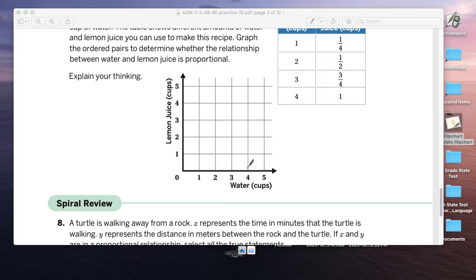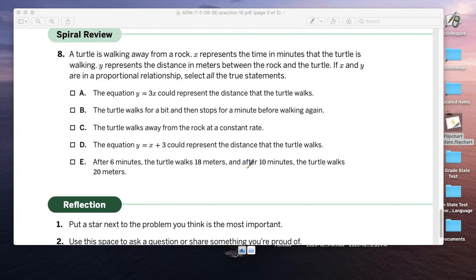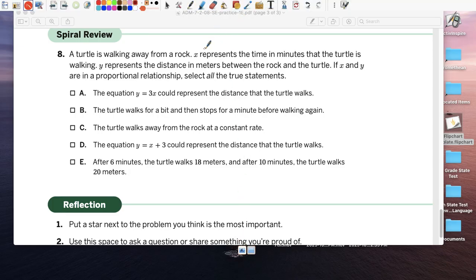And is that it? There's more. Spiral. Oh my God. A turtle is walking away from a rock. Okay. X represents time. So here, let's make an X column. This is the time. Let's call it time, in minutes. Okay, time in minutes. So let me write minutes. And Y represents a distance.